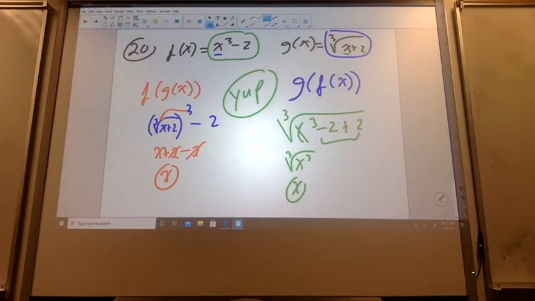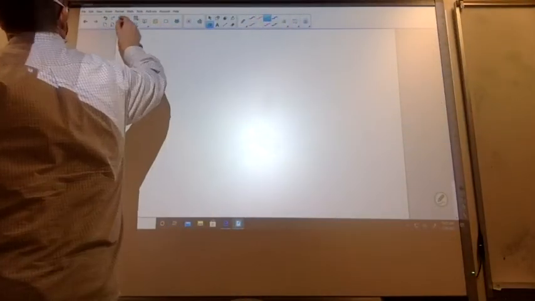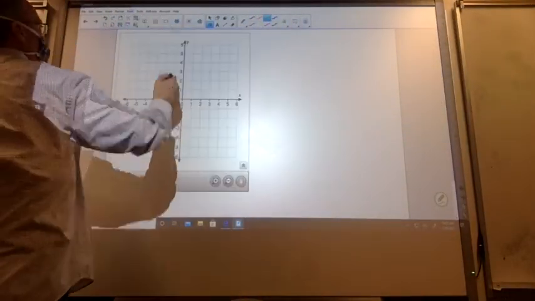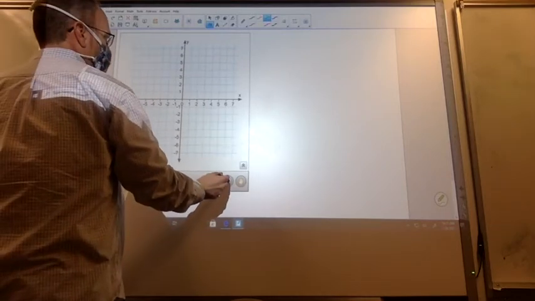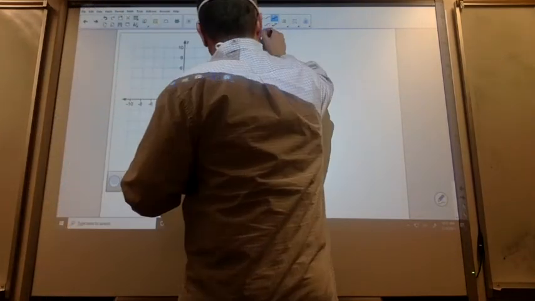Yeah. 4. Graph the original function or relation and graph its inverse function or relation. Okay. All right. So this is number 4.